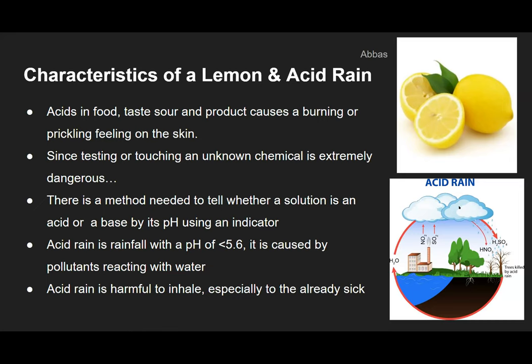It is caused by pollution reacting with the water. Acid rain is harmful to the environment, especially to the already sick. As we can see in the picture on the first right-hand side, the lemon, as we know, everyone says is very sour, and the other one is the acid rain. It causes pollution to the environment, starting from the factory, going to the cloud, and then raining down, causing pollution.